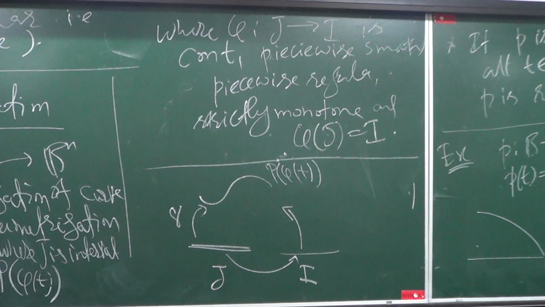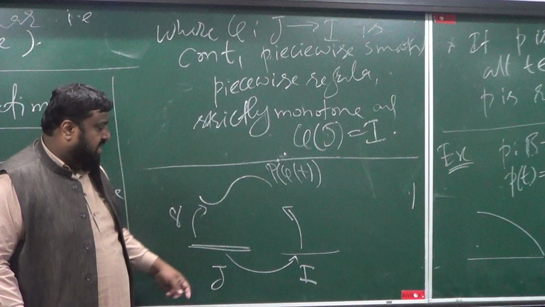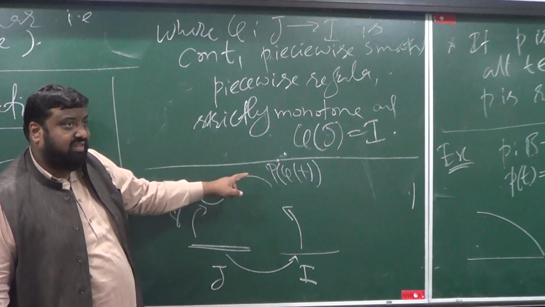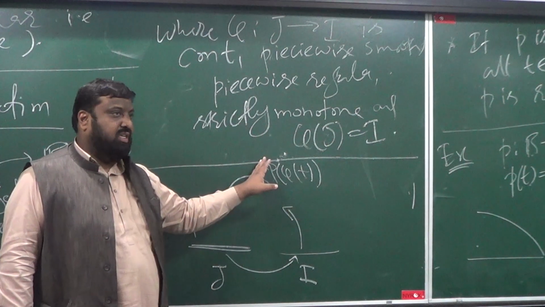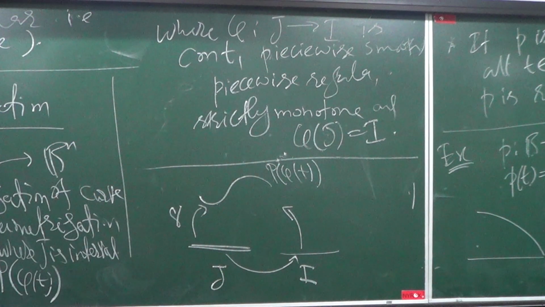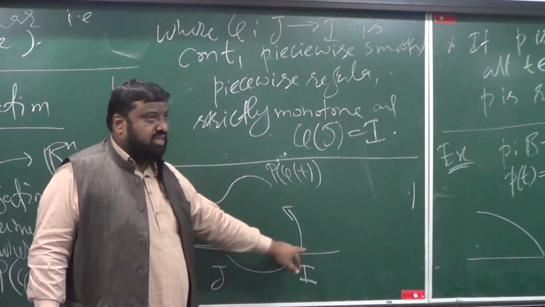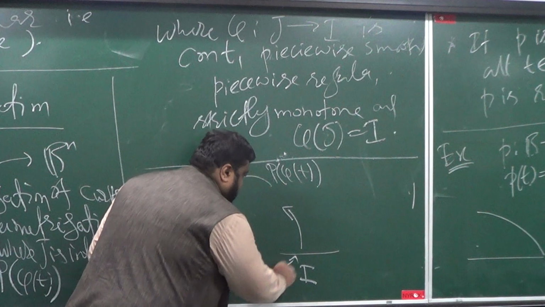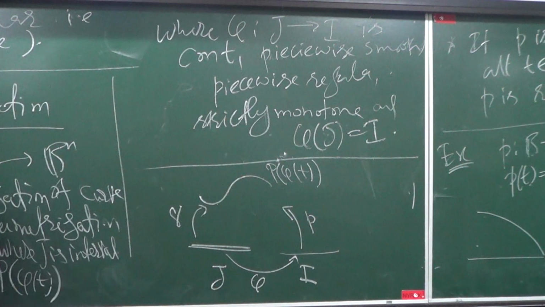Q of t actually. In other words, you can get this curve directly by mapping J in a space R, going through this path. You're going to eventually reach the same curve. If this is the case, you're going to say that Q is the reparametrization of the P. Both are parameterizing the same curve C. And this phi plays a crucial role of taking you from the interval J to the interval I.